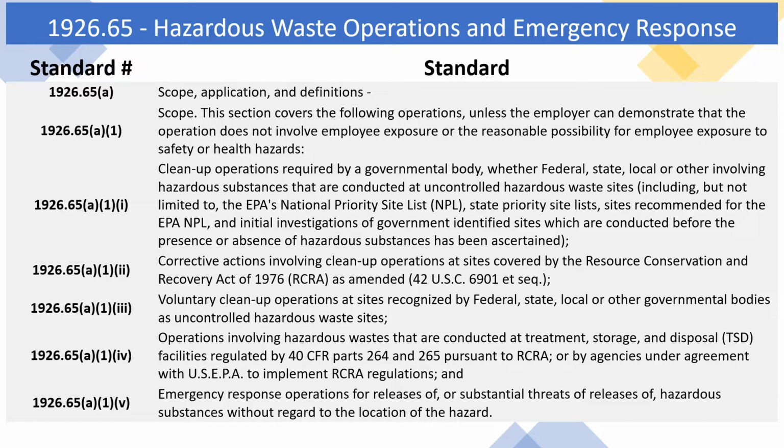1926.65(a)(1)(ii) Corrective actions involving cleanup operations at sites covered by the Resource Conservation and Recovery Act of 1976 (RCRA), as amended, 42 U.S.C. 6901 et seq. 1926.65(a)(1)(iii) Voluntary cleanup operations at sites recognized by federal, state, local, or other governmental bodies as uncontrolled hazardous waste sites.